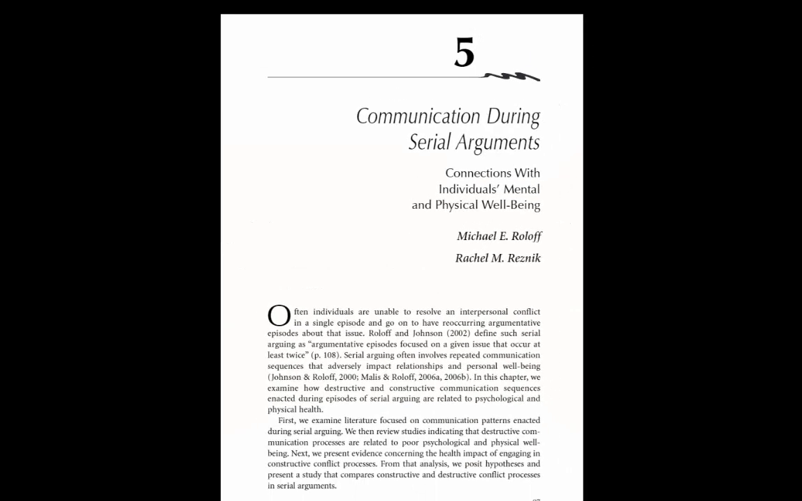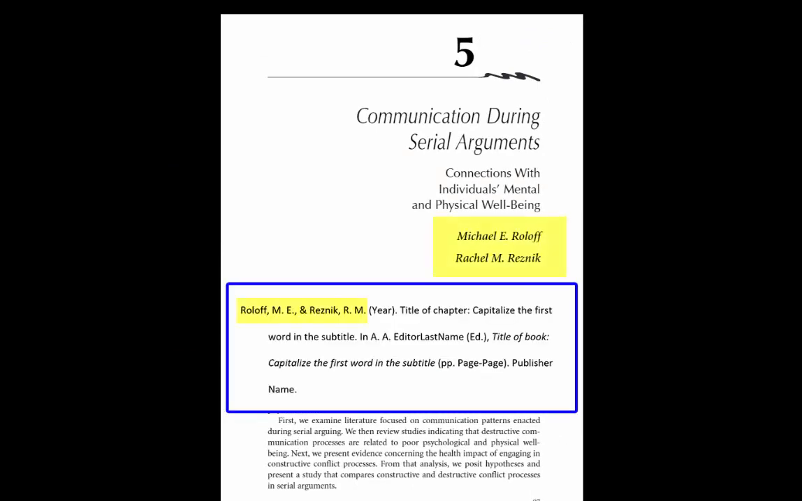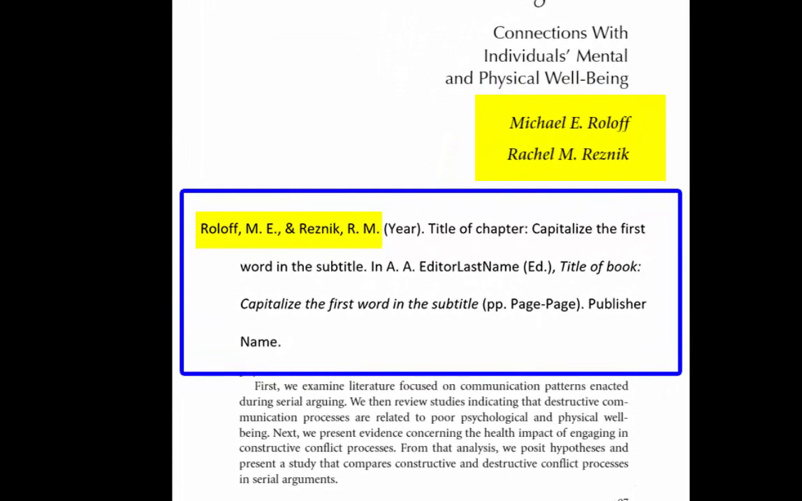This is the first page of the chapter for which we are creating a reference list entry. Put the authors' names in your reference list entry in the order in which they are listed in the chapter. Begin the reference list entry with the last name of the first author, followed by the initials for the first and middle name. When you have 2 authors for a source, separate the names with a comma and an ampersand.